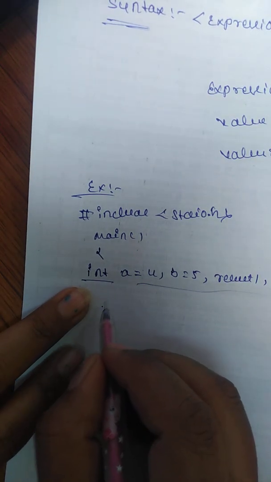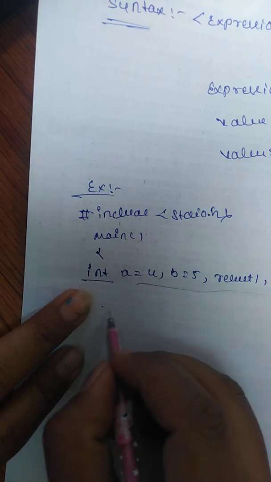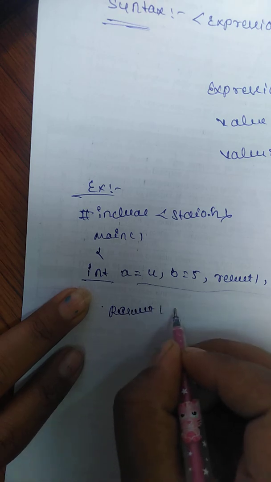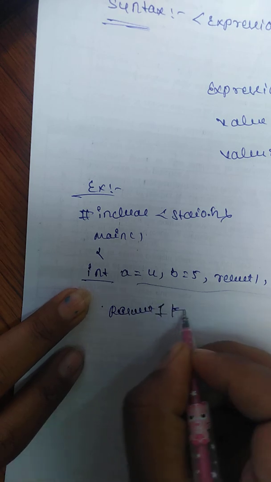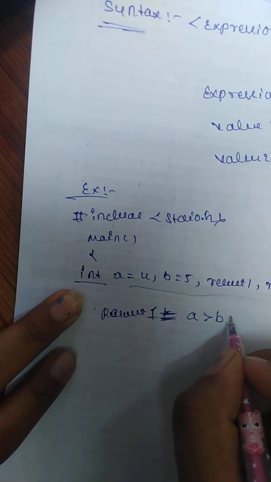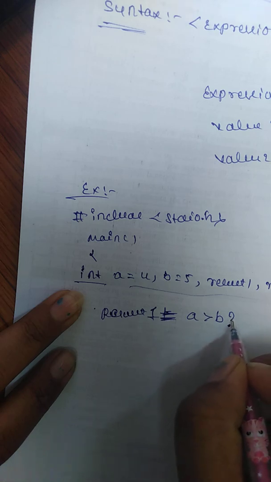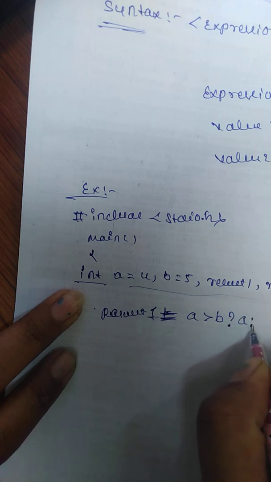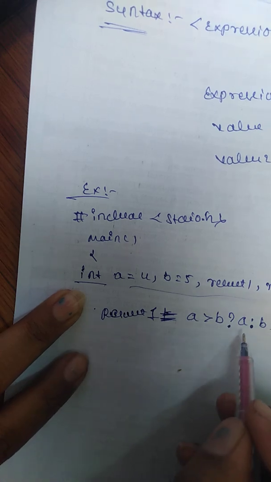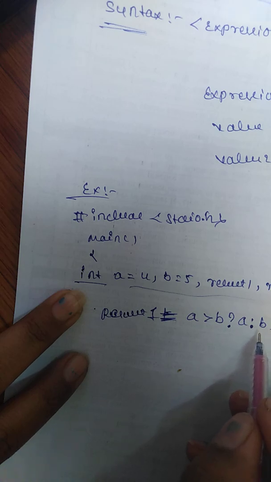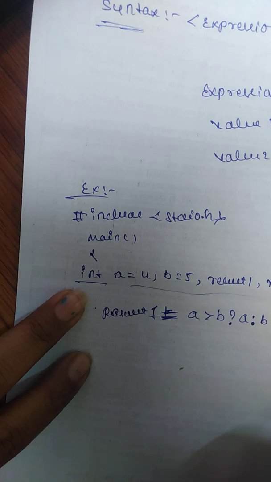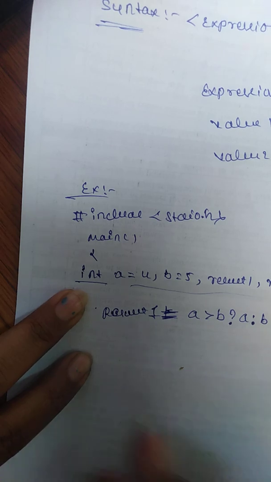Now I will represent the ternary operator. Result 1 is equal to a greater than b question mark a colon b. It means if a is greater than b, then a, else b. It means we can represent the a value or the b value here.